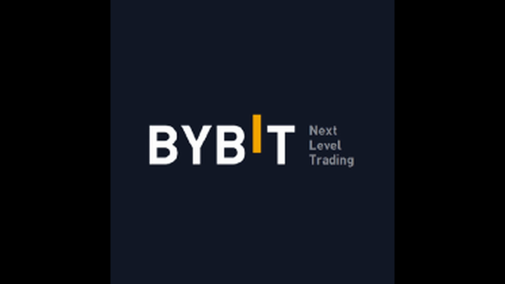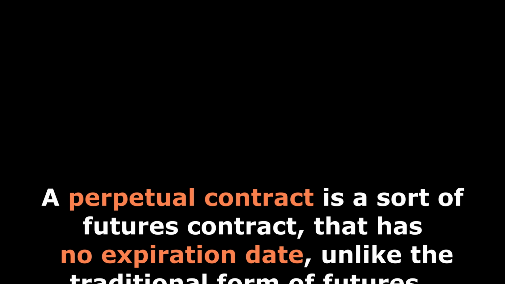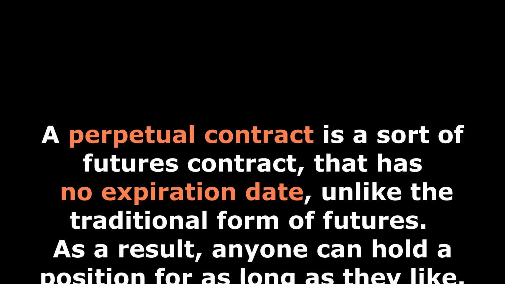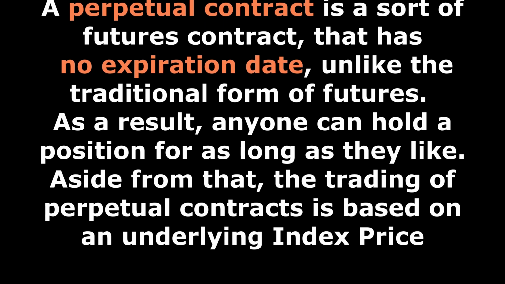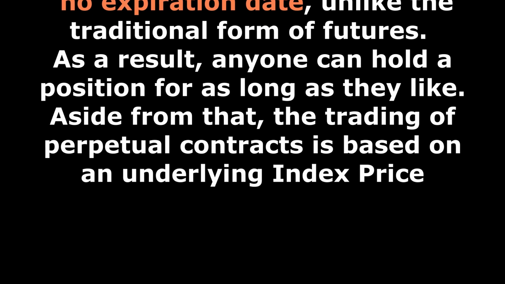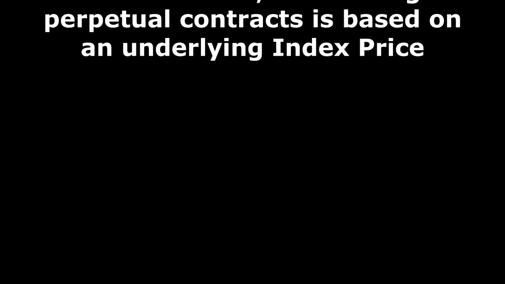BYBIT is a cryptocurrency trading platform offering spot trading and derivatives trading with a focus on margin trading, offering up to 100x leverage on a range of trading pairs. A perpetual contract is a sort of futures contract that has no expiration date, unlike the traditional form of futures. As a result, anyone can hold a position for as long as they like. Aside from that, the trading of perpetual contracts is based on an underlying index price.